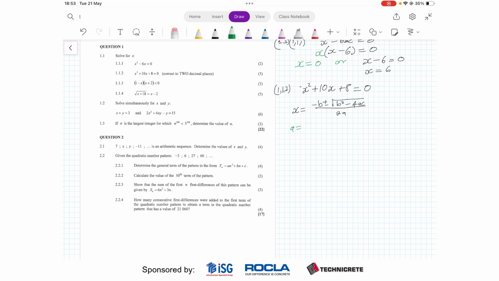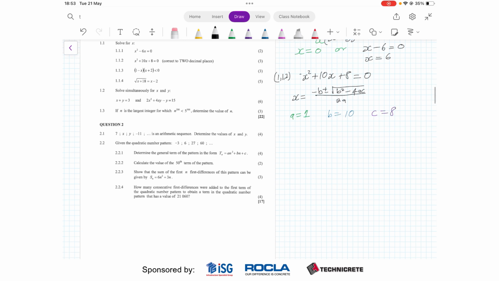where a is equal to 1, b is equal to 10, and c is equal to 8. So what do you sub into your quadratic formula? You sub in x equal to minus, you put in your bracket, 10 plus or minus the square root of 10 squared minus 4 multiplied by 1 multiplied by 8, all divided by 2 into 1.